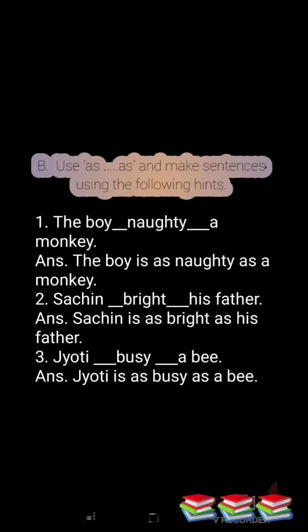Sachin, bright, his father. Sachin is as bright as his father. Jyoti, busy, a bee. Jyoti is as busy as a bee.